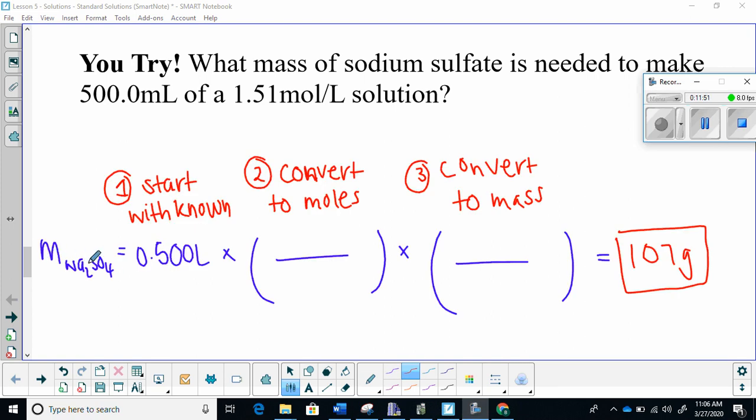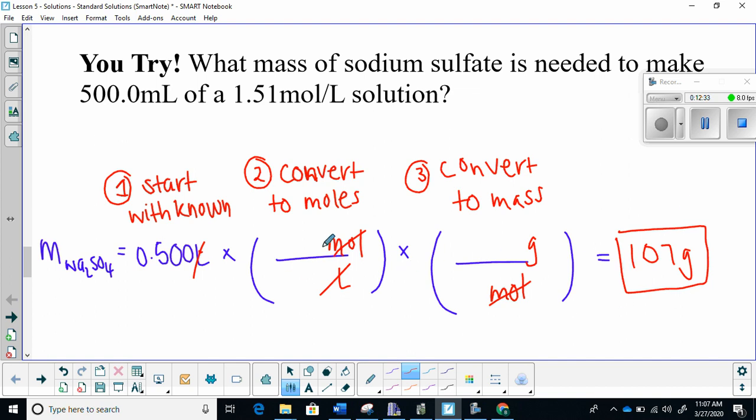So we are looking for the mass of sodium sulfate. So there's the chemical formula right there. You're going to start with your known, which is your volume, okay? And it needs to be in liters. You then need to take your liters and convert it into moles, so use your concentration. Then you're going to be left with moles because liters will cancel out with each other. You need to convert that moles into mass, so you're going to use molar mass. Mole cancels out and you will get an answer of 107.